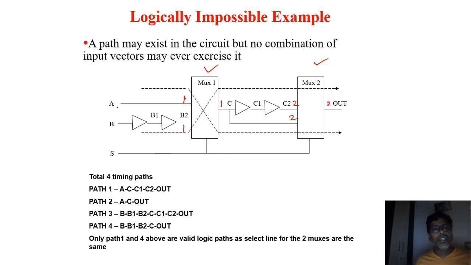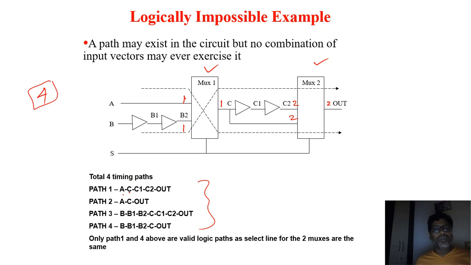What is that? The signal can enter through A and reach the output through this path. Similarly, the signal can enter into A and go through this path and then reach the output. So for every input, you have 2 paths. For the second input also, you have 2 more paths. So totally you can have 4 paths. The 4 paths are listed here.